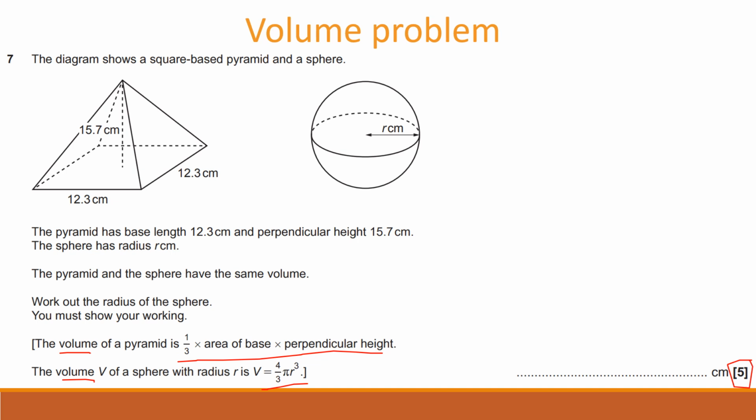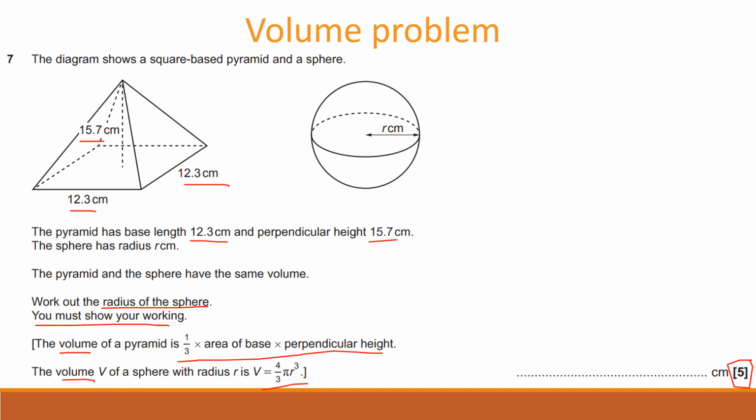The question wants us to work out the radius of the sphere. The question also says you must show your working out, and if you don't, you won't get the full 5 marks even if you get the correct answer. The key information from the question has been given in the diagram. The pyramid has a base of 12.3, which you can see in the diagram by these two 12.3s, which means we've got a square base pyramid. And we've got a perpendicular height, the maximum height going up from the middle, of 15.7, which is on my diagram as well.